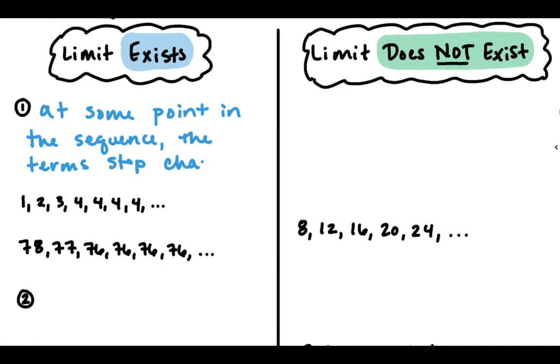Okay, just a quick example. Let's say this is our sequence: 1, 2, 3, 4, 4, 4, 4, 4, 4, 4, 4, 4, and 4 forever. Right here, the terms have stopped changing. From that point on in the sequence, the terms are just 4 forever. So if you go way, way, way out in the sequence, you're still going to be hitting 4. So the limit, or long-term value, of this sequence is just 4.